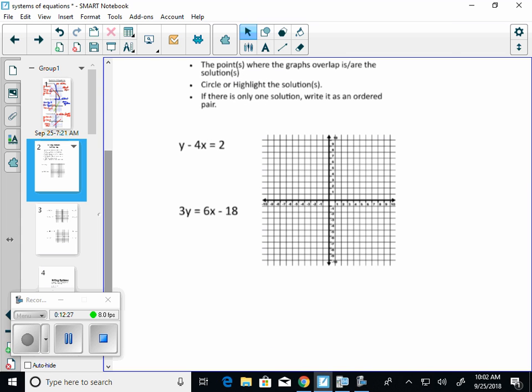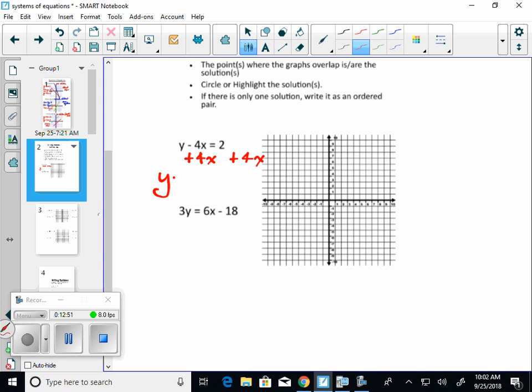So looking at the first one, it says y minus 4x is equal to 2. Can I graph that? Yes, but I need to put it in y equals. So I need to get rid of the 4x. I see that y is subtracting 4x, so how do I make it move? Add 4x. And let's go ahead and add it to the other side to keep it balanced. So y is actually equal to 4x plus 2. Make sure you're always writing those equations in the right form, where it's mx plus b.